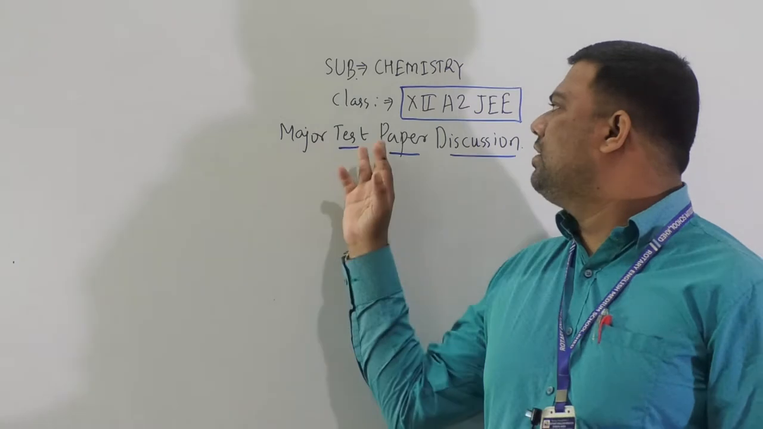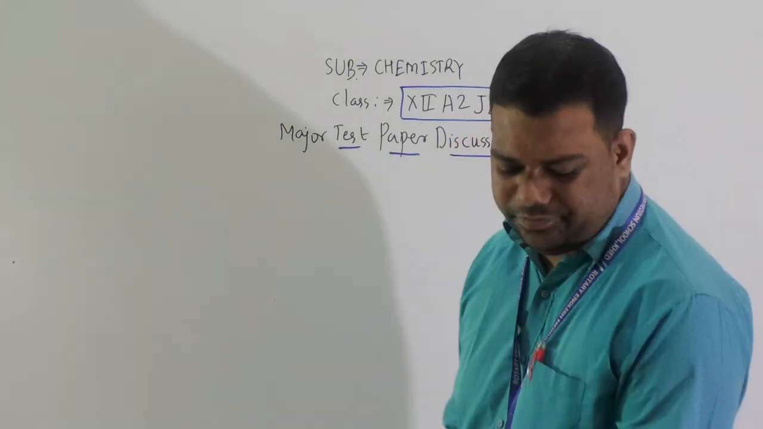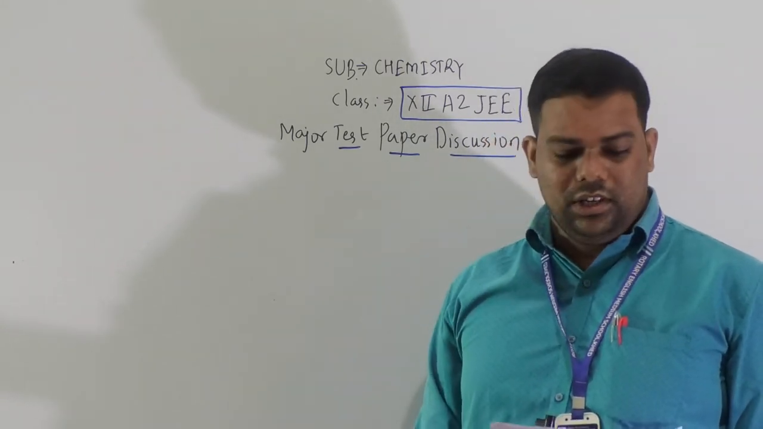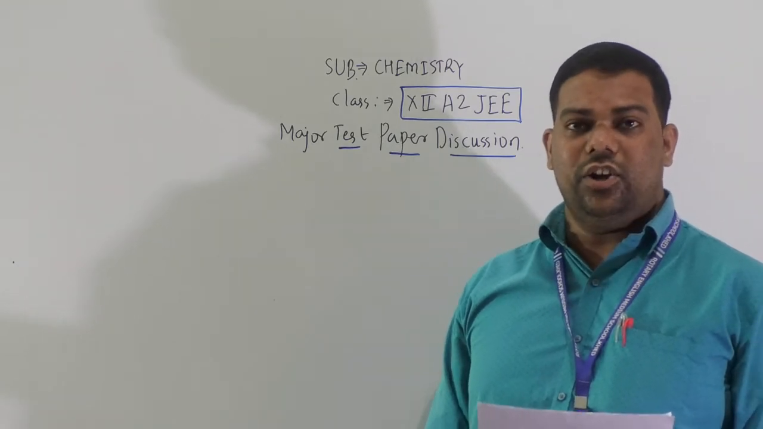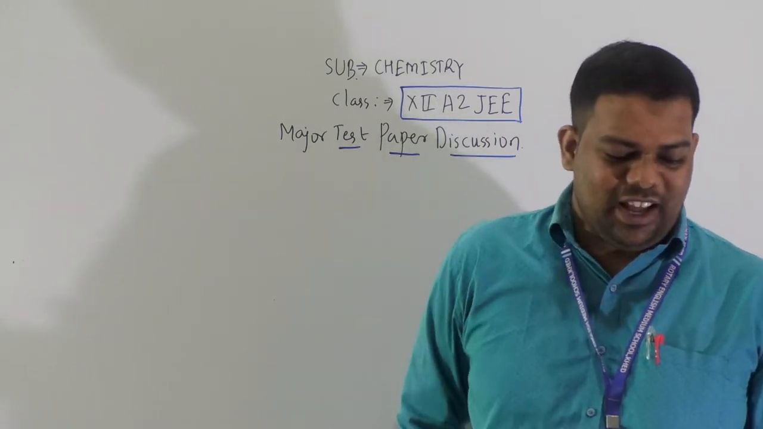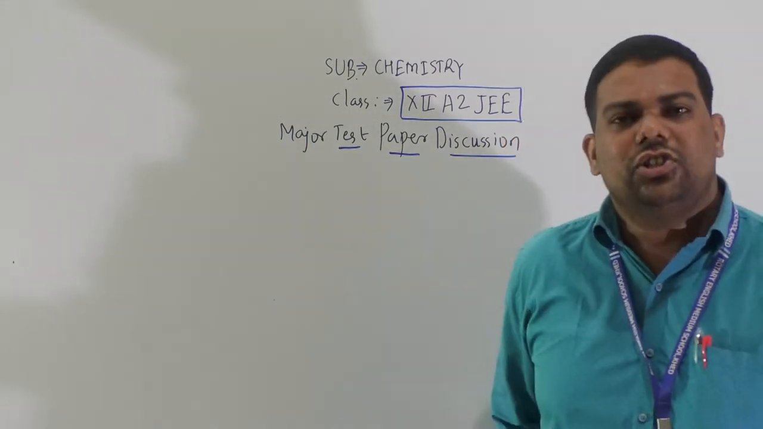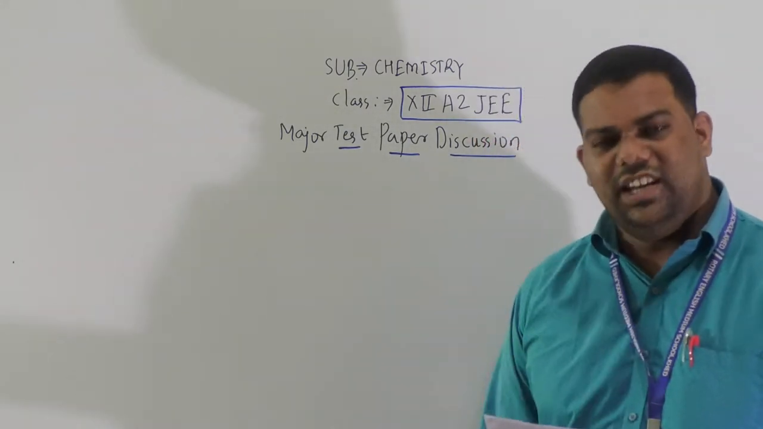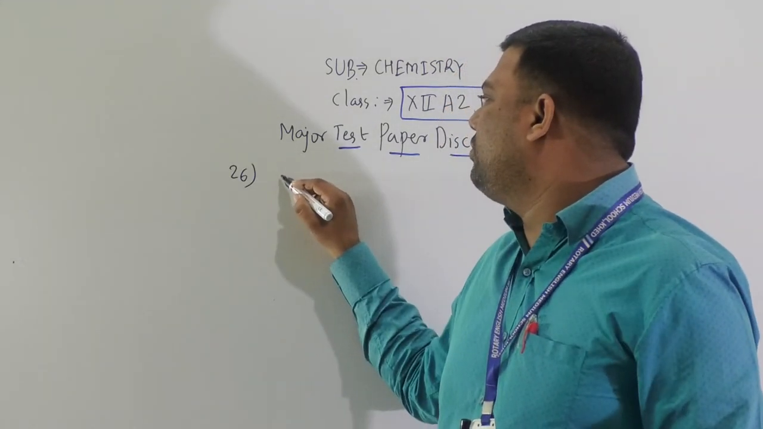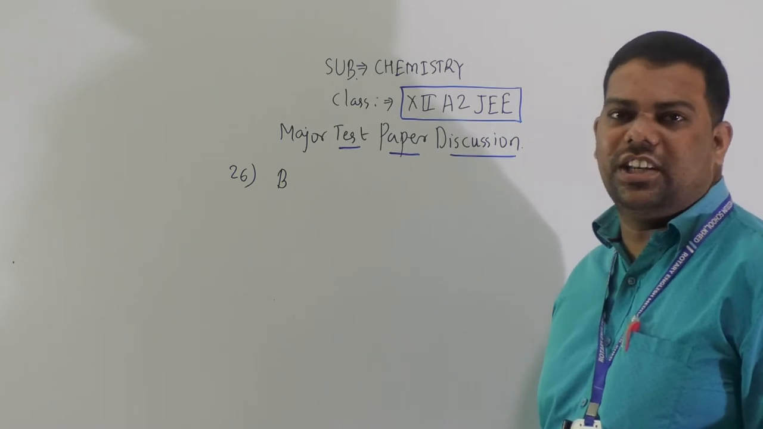Now, today's class is the A to JAA major test paper discussion, so we will start. See here, question number 26. Carefully see this: if the concentration of reactants is increased, the rate of reaction is directly proportional. With a greater concentration of reactant, the reaction is faster. So if the concentration of reactant is increased, the rate of reaction also increases. Question number 26, option B. Understood, the rate of reaction increases.